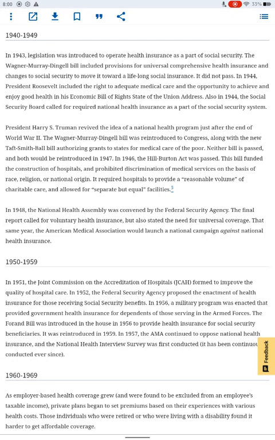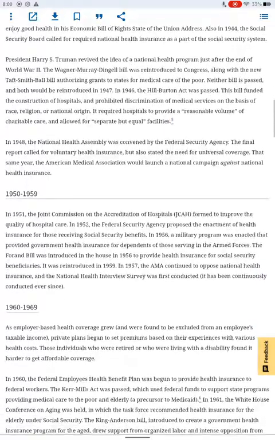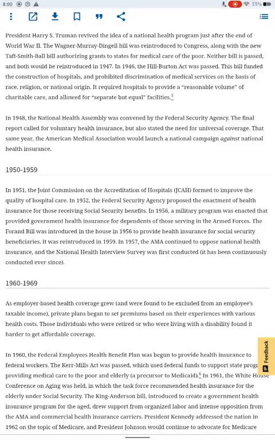In 1946, the Hill-Burton Act was passed. The bill funded construction of hospitals and prohibited discrimination in medical services on the basis of race, religion, and national origin. It required hospitals to provide a reasonable volume of charitable care, but allowed separate but equal facilities. In 1948, the National Health Assembly was convened by the Federal Security Agency, and the final report endorsed voluntary health insurance, but it also stated universal coverage as a goal. That same year, the American Medical Association would launch a national campaign against national health insurance.